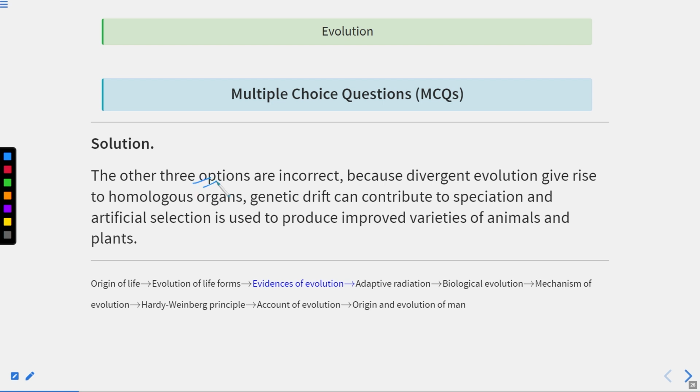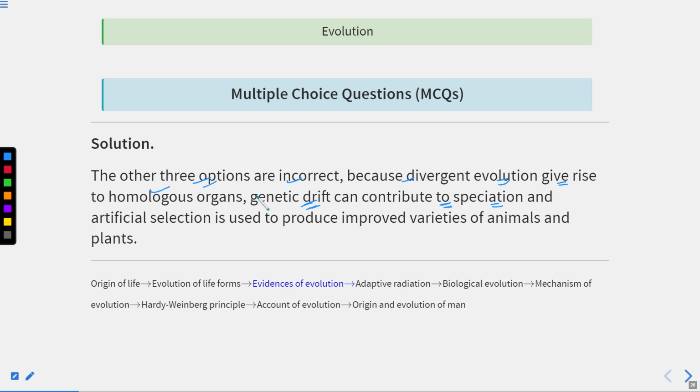Now the other options, they are incorrect. Why? Because divergent evolution gives rise to homologous organs. This already we have seen. Genetic drift can contribute to speciation. And okay, how can genetic drift contribute to speciation? So you must be knowing about the Hardy-Weinberg equilibrium. So it says, in the absence of the evolutionary forces, the allele or the gene frequency remains the same.